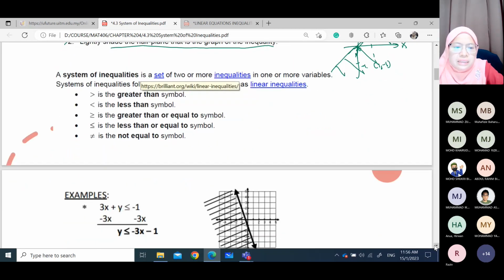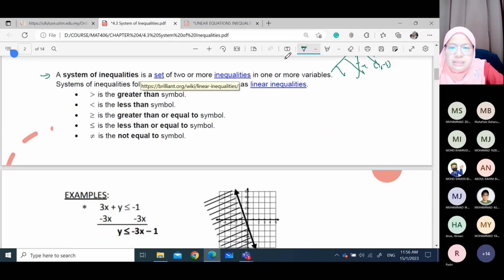Alright, so next kat sini, a system of inequalities is a set of two or more inequalities in one or more variables. Okay, so system of inequalities, we have nonlinear and linear inequalities. Okay, so this is a set of inequalities. So inequalities, we have a greater than. So this is the symbol for greater than.